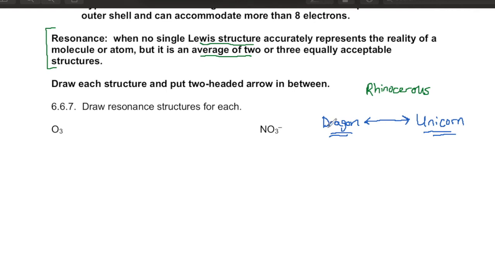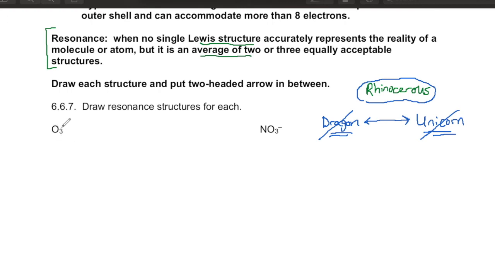And this is an interesting way to describe resonance structures because, like the dragon and the unicorn, neither one of the Lewis structures that you draw is going to be real. The real thing is somewhat in between the 2 Lewis structures that you can draw. It's sort of like an average of the 2 structures that you can draw. Let's go ahead and look at some example molecules.